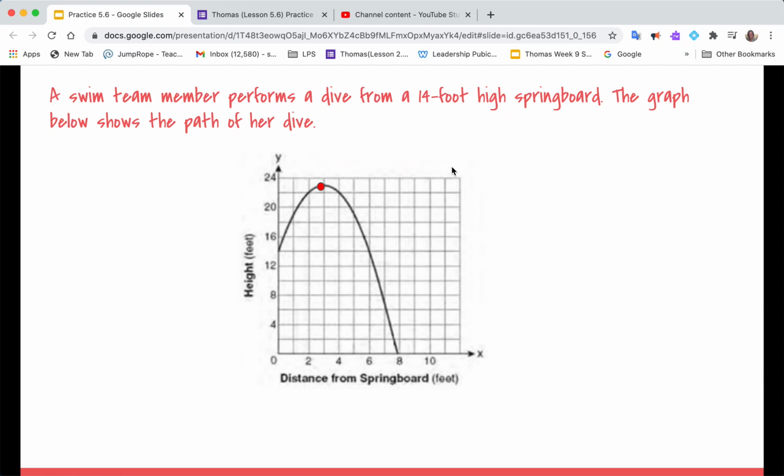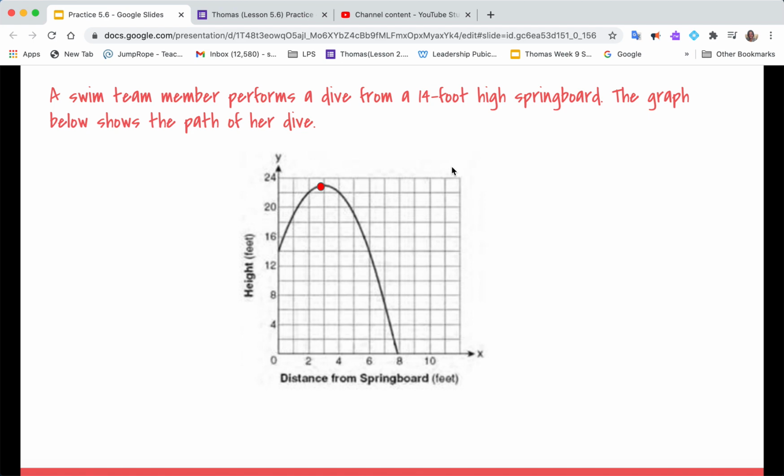All right, so this question says a swim team member performs a dive from a 14-foot high springboard. The graph below shows the path of her dive. Your first question is to say what is the y-intercept of this graph and what does it mean in the context.